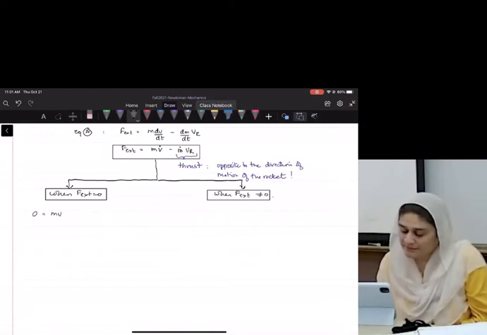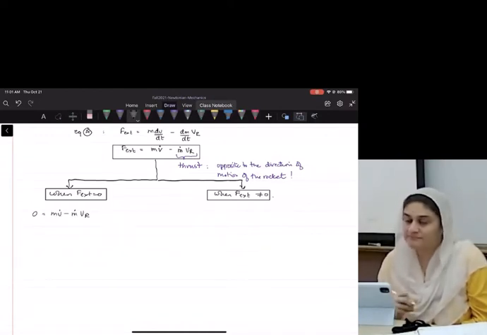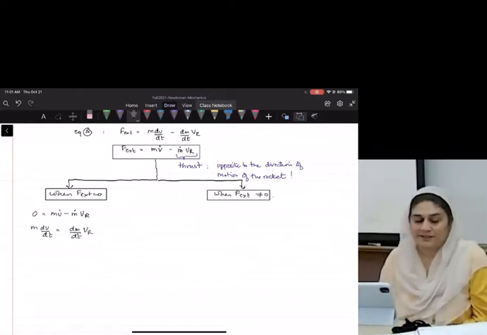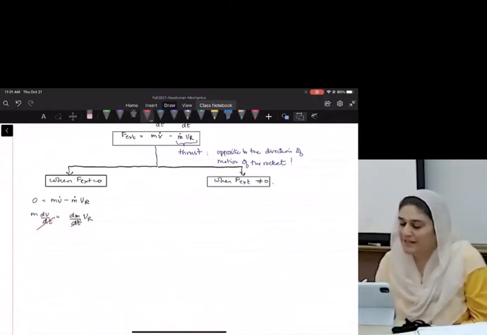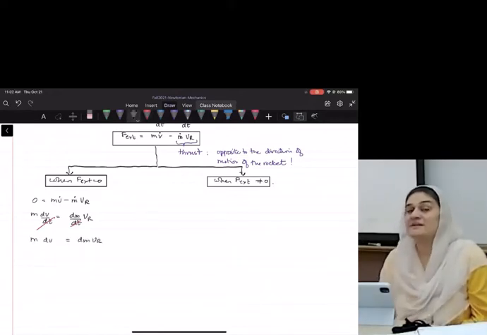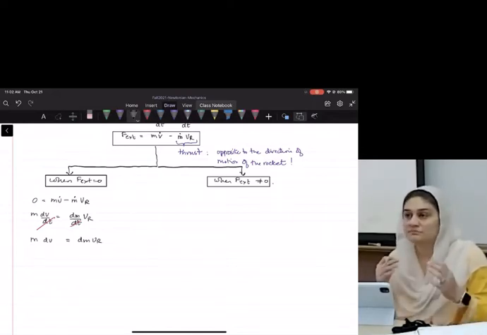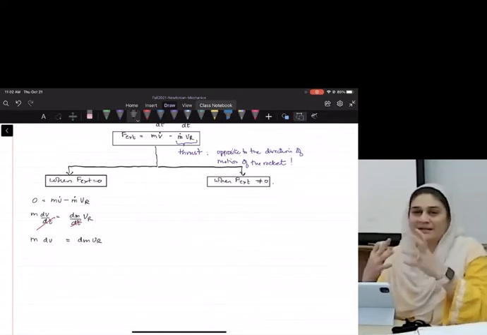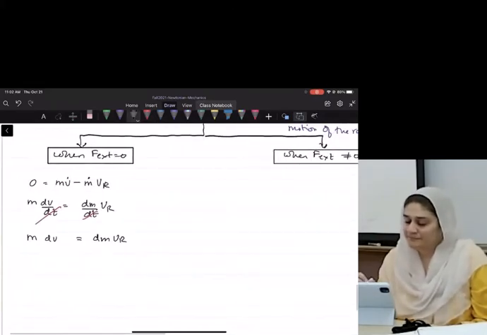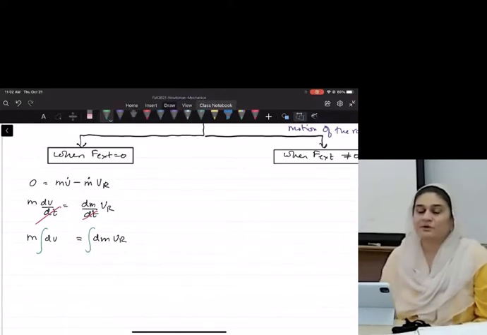Zero equals m v dot minus m dot v_r, or m dv over dt equals, no, plus dm over dt v_r. Can the dt's go away? Will I have m dv equals dm v_r? Is v_r a value? It's just a number, right? You can't integrate it. It's like a constant. It'll come out of the integration. Now, may I then integrate over dm and dv?